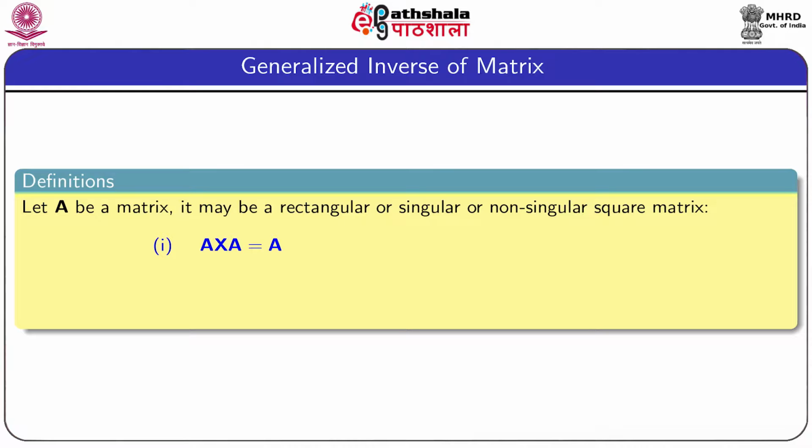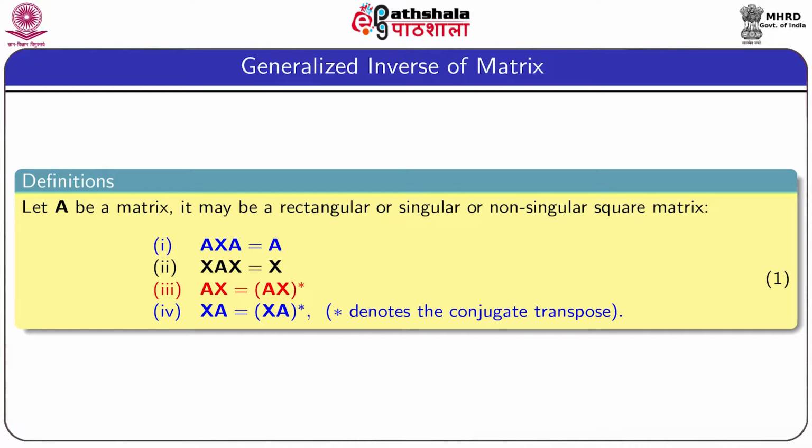Now we define certain terms which are associated with the G inverse. Let A be a matrix, it may be a rectangular matrix or it may be a singular matrix or it may be a non-singular square matrix. Now we define four equations. The first one is AXA equal to A. The second equation is XAX equal to X. The third equation is AX equal to (AX) star, where star represents the conjugate transpose of the matrix. The fourth one is XA equal to (XA) star, the conjugate transpose.